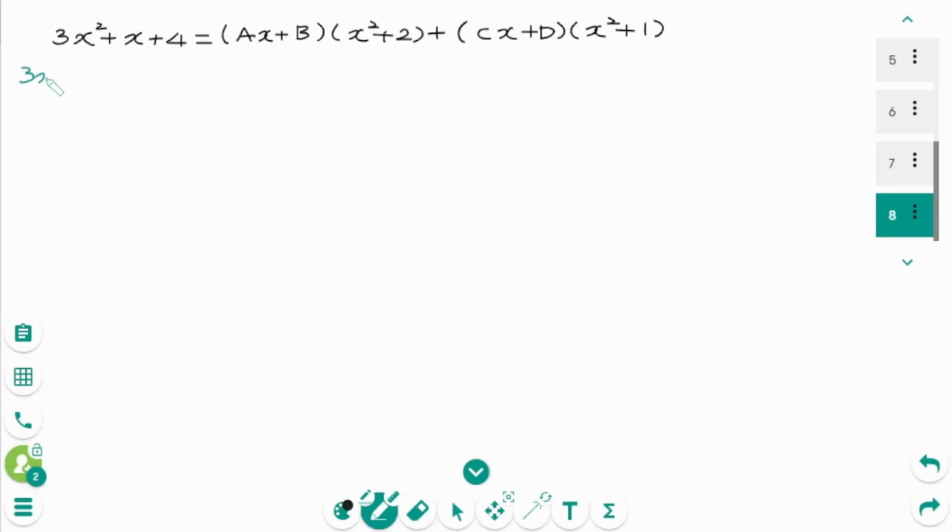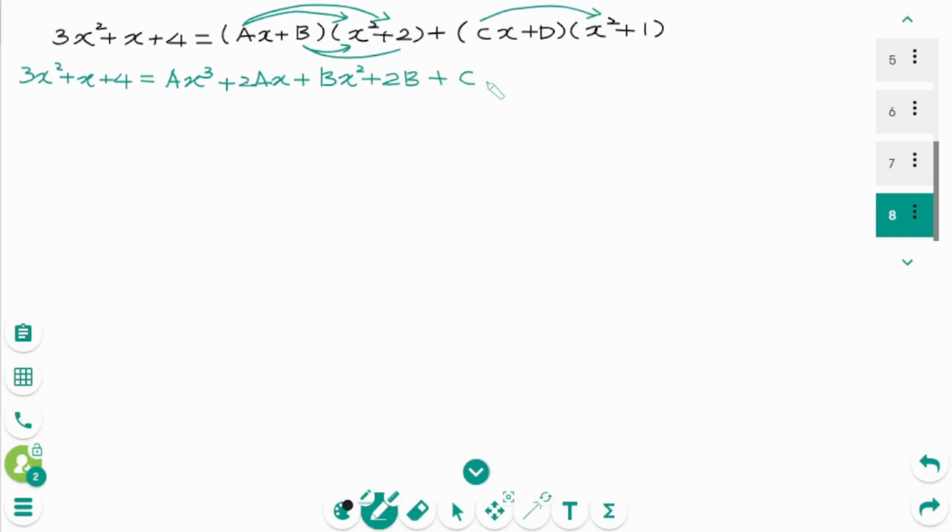Expand. 3x squared plus x plus 4 equals ax cubed plus 2ax plus bx squared plus 2b plus cx cubed plus cx plus dx squared plus d.